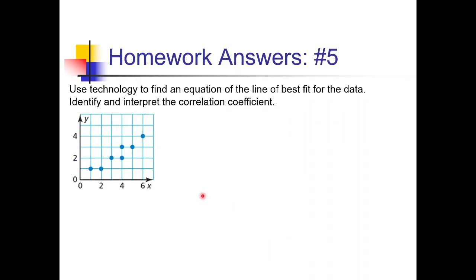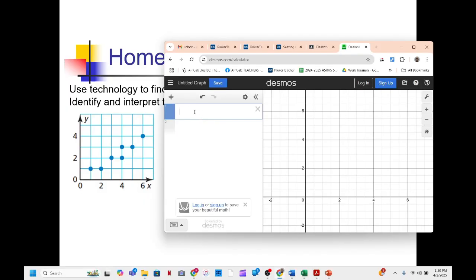On this next problem, we're going to use Desmos to figure out the line of best fit for this thing and then the correlation coefficient. So let's go to Desmos. On Desmos, I'm going to hit my plus and get a table, and I'm going to enter all these points into this table one at a time. So right here we've got the point 1, 1. Next up is the point 2, 1. And then we've got this next one is 3, 2, followed by 4, 2, and also 4, 3.